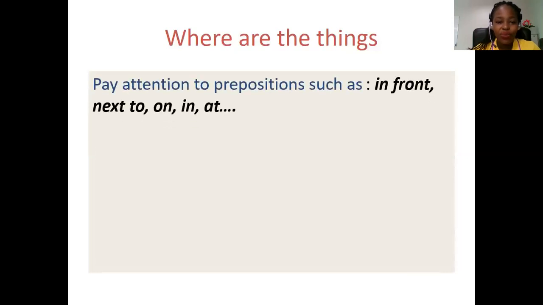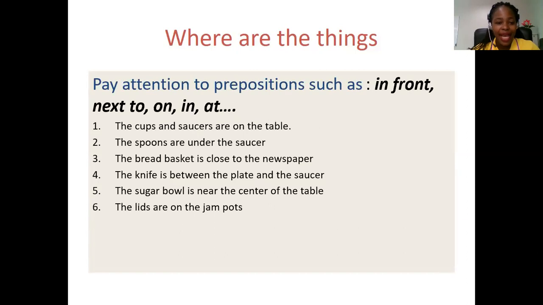So where are the things? We can pay attention to prepositions such as in front of, next to, on, in, at. An example, the cups and the saucers are on the table. The spoons are under the saucer. The bread breakfast is close to the newspaper. The knife is between the plate and the saucer. The sugar bowl is near the center of the table. The lids are on the jam pots.